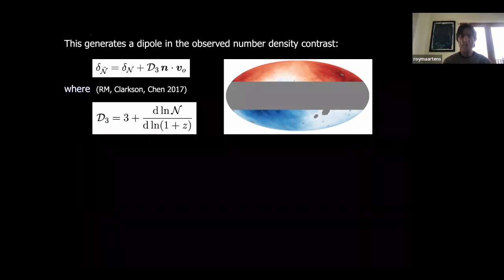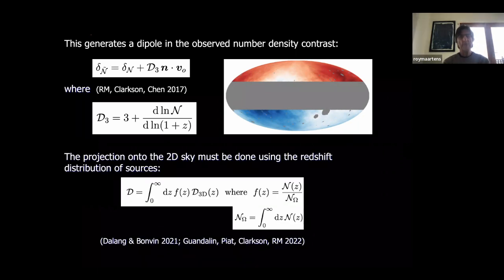And what you can also see from this formula is that the redshift distribution of the observed number density of galaxies is critical for deducing the dipole. Now we have to project this three-dimensional dipole onto the 2D sky, and we have to weight our projection. Our radial projection must be correctly weighted according to the redshift distribution of sources.